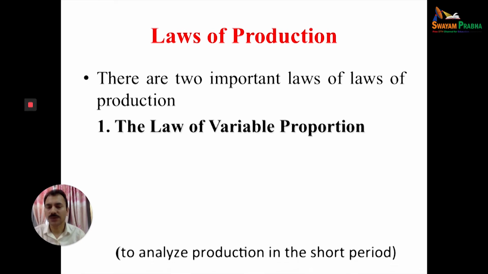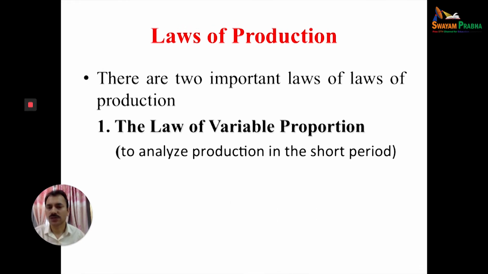It is applicable in the short term to analyze production in the short run. Through the law of variable proportion, we discuss production during the short period. Short run means when at least one factor of production, say labor, is variable and the other factors remain constant, including capital.